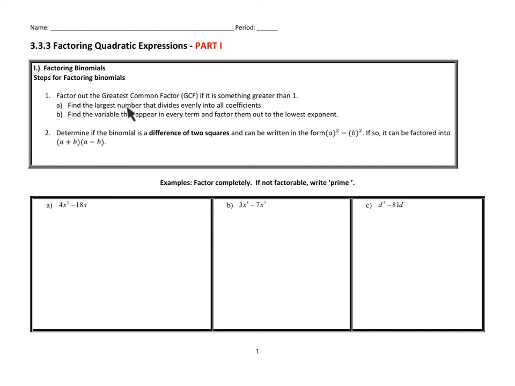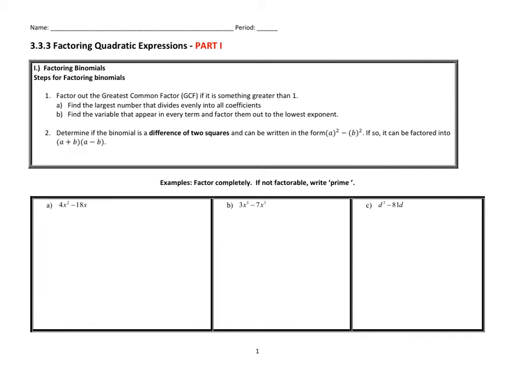So how do you do this? You find the largest number that divides evenly into all coefficients, and then find the variable that appears in every term and factor them out to the lowest exponent. And then determine if the next one is the difference of two squares. If you see a difference of two squares like this one, remember it can be factored by this. So here, factor completely. If not factorable, write prime.